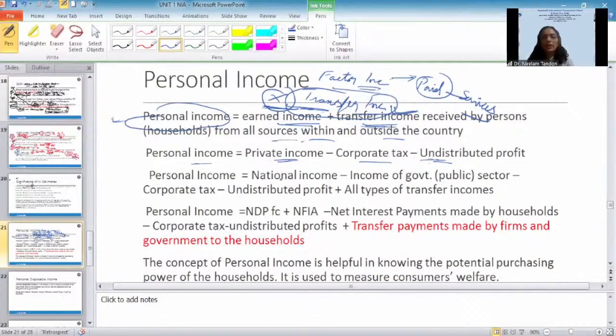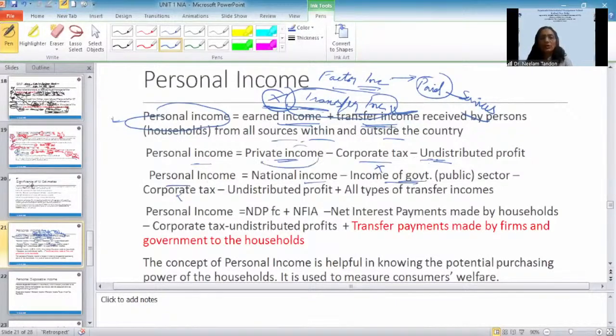Personal income, if you go from national income to personal income, what do you do? National income minus income, because this is the income of whom? This is the income of the personal level. So in that case, income of the government has to be deducted, because personal is not inclusive of government, so government income is deducted. Corporate tax, I've already told you, we deduct from national income. So national income comprises of what? National income comprises of private players, national income comprises of government. So in this case, from national income, we deduct income of the government, then you get the private income.